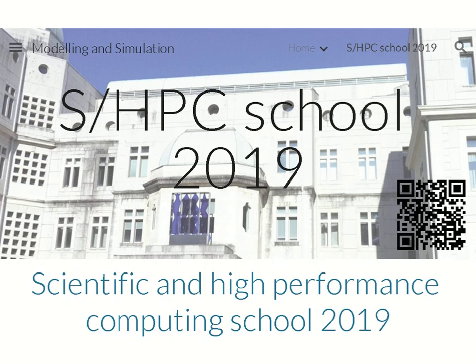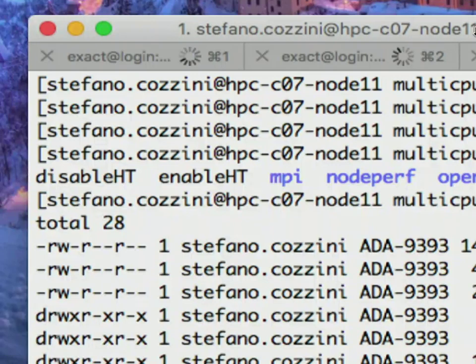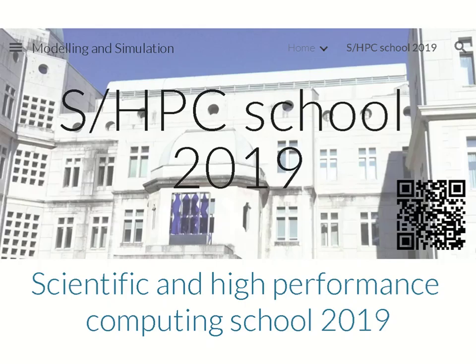Okay, so in this last hour, what we can do is actually to play a little bit with the cluster and to play a little bit with some of the tools that I showed you.